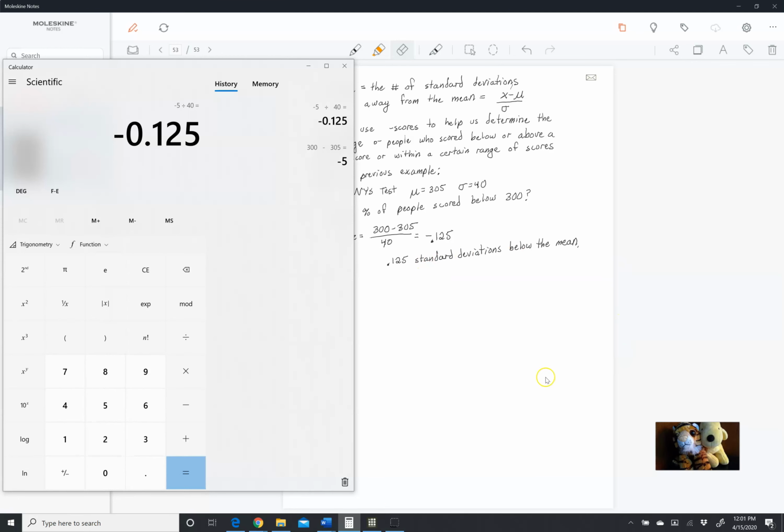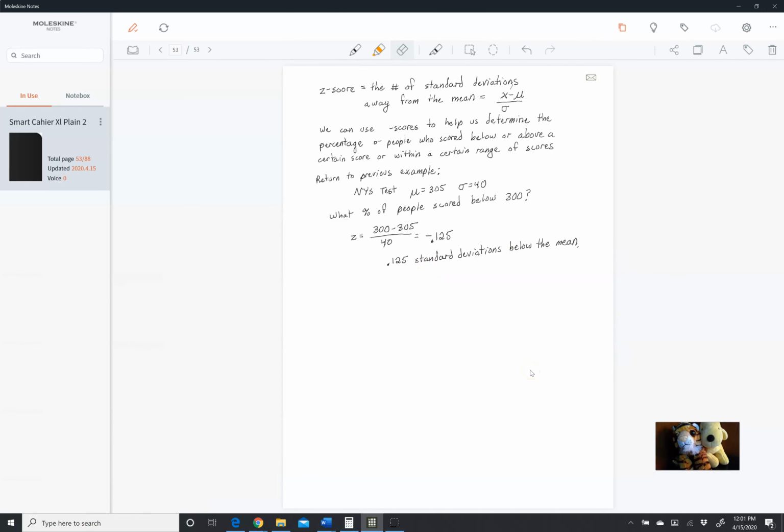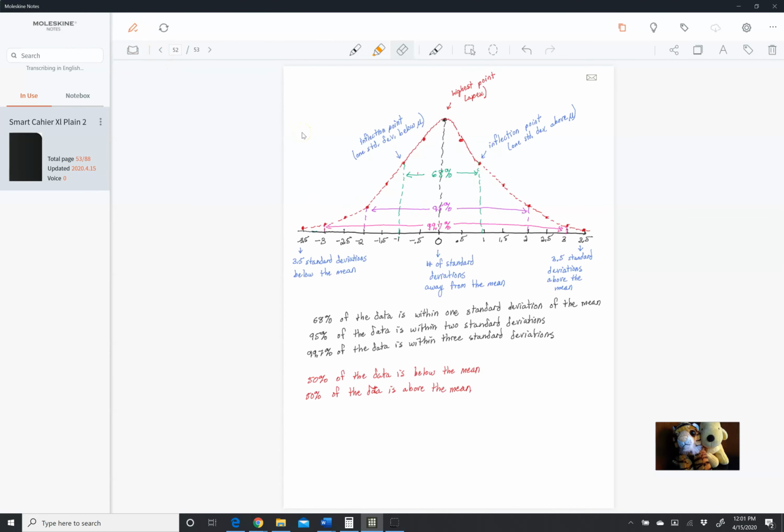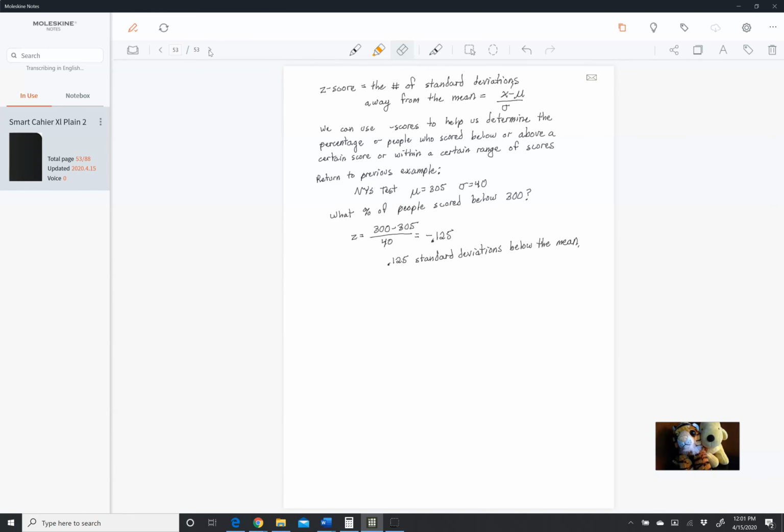Okay, so now the question is, how do we figure out the area then? If we're negative 0.125 standard deviations below the mean, we're somewhere really, really close, and we want to know the area of the curve under here. Well, fortunately, you don't have to do any calculations. There's this wonderful table. It's called the z-score table.